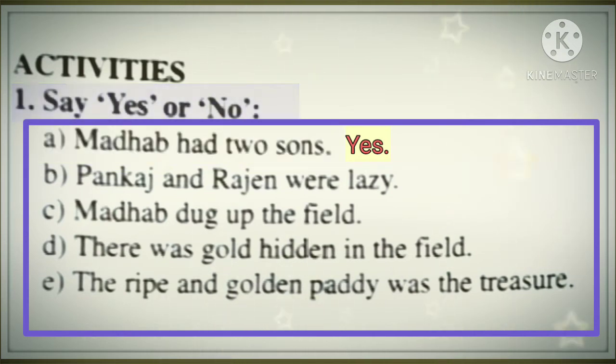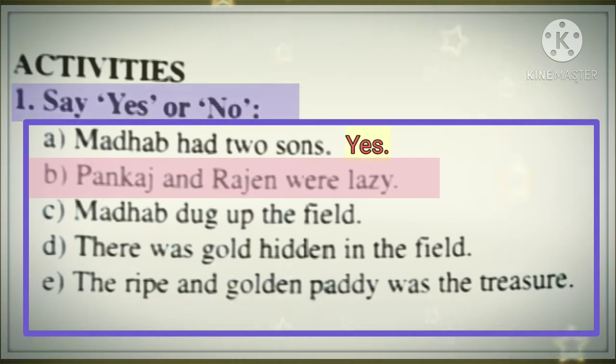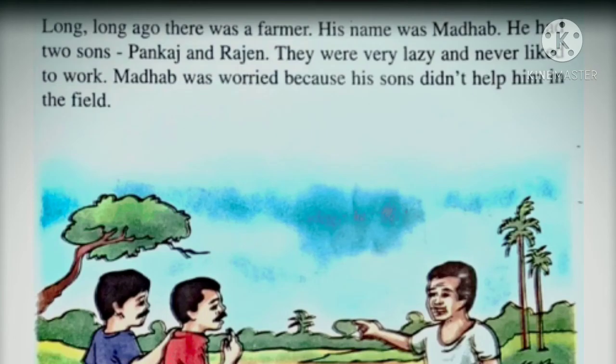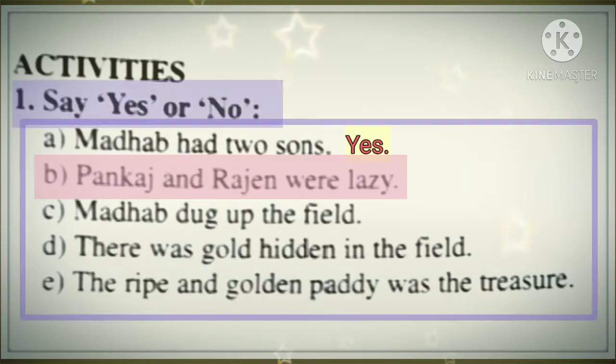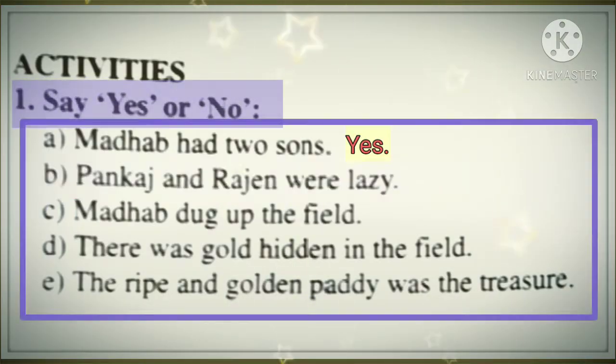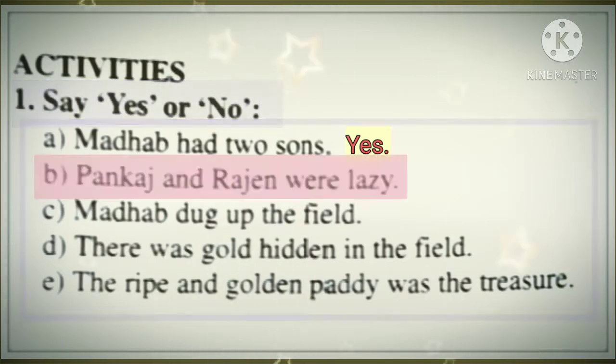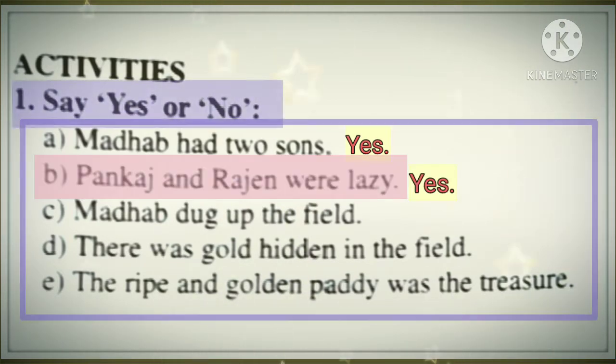Next statement B. Pankaj and Rajan were lazy. Students, again look at the first page of the story. Here it is written, he had 2 sons, Pankaj and Rajan. They were very lazy and never liked to work. So, statement B, Pankaj and Rajan were lazy, is true. And we will write here, yes.